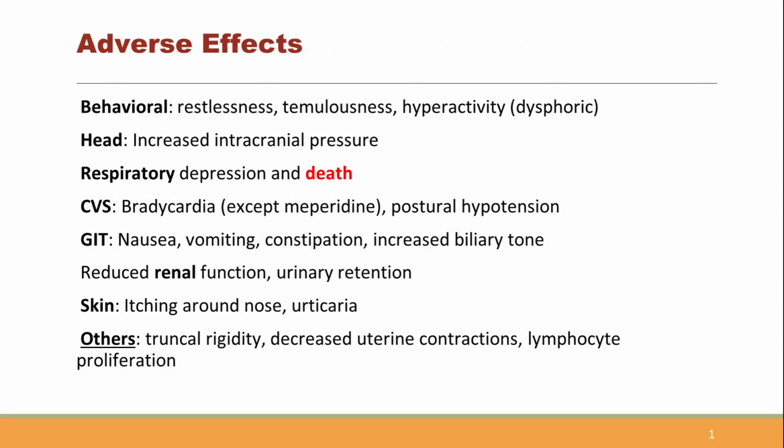Opioids have a wide spectrum of adverse effects. Central effects include sedation, euphoria or dysphoria, and increased intracranial pressure. Respiratory depression is the most dangerous effect and the primary cause of opioid-related death. Cardiovascular effects include bradycardia and postural hypotension. GI effects, nausea, vomiting, constipation, and biliary spasm, are almost universal. Opioids also cause urinary retention, pruritus, and endocrine changes such as reduced uterine contractility.